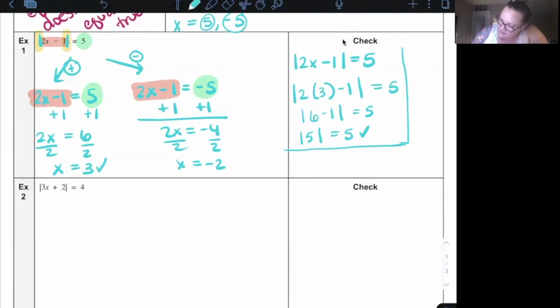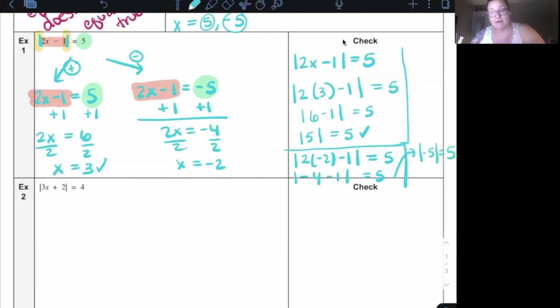The absolute value of 2 times negative 2 minus 1 is equal to 5. So 2 times negative 2 is negative 4. Negative 4 minus 1 is negative 5. So the absolute value of negative 5 is equal to 5, which is a true statement. The absolute value of negative 5 is 5. So hey, both solutions worked.